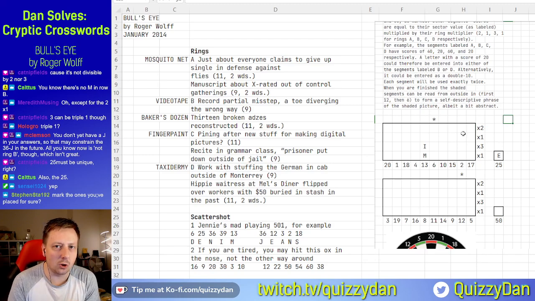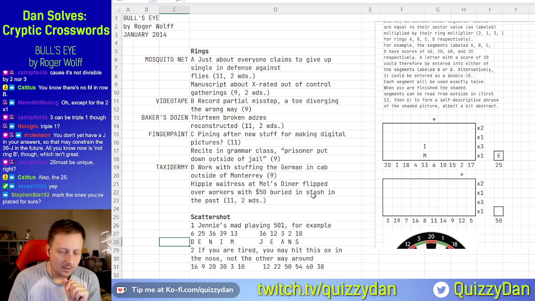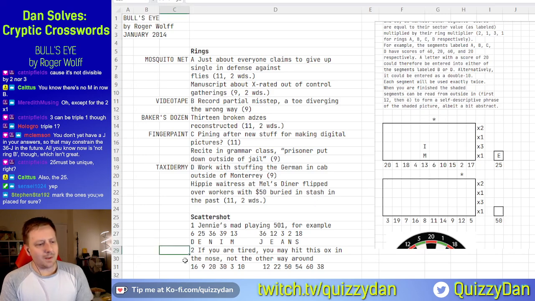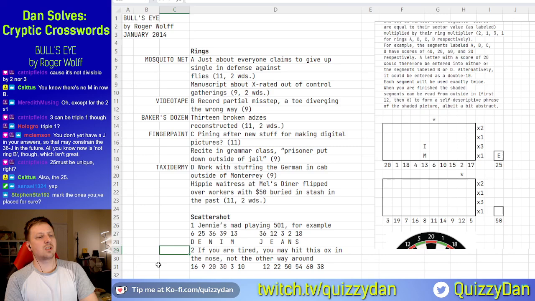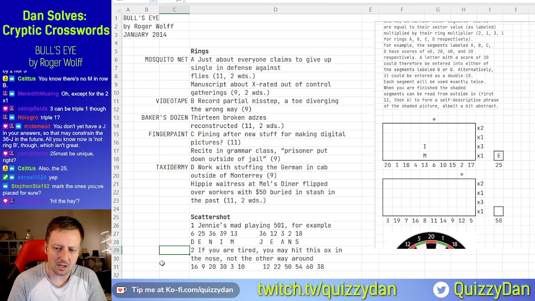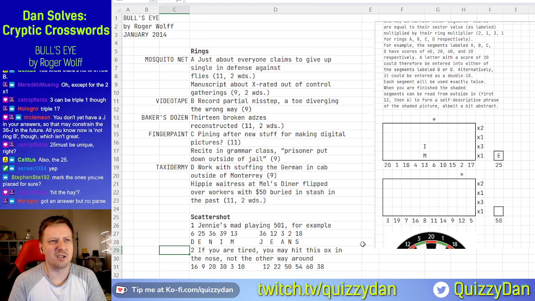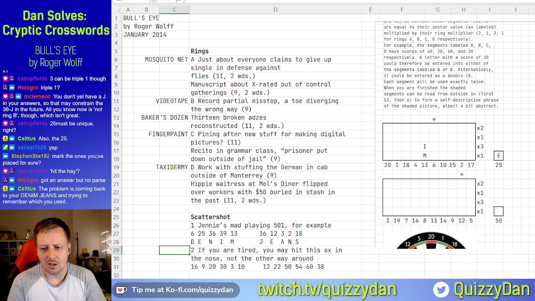The ones I've placed for sure are going to be capitals. The ones I haven't placed for sure will be lowercase. If you are tired, you may hit this something pillow. Ox in the nose, not the other way around. So, nose in the ox. Pillow something? Yeah, you'd hit the hay. You'd hit cloud 9. You would hit the side of the road.